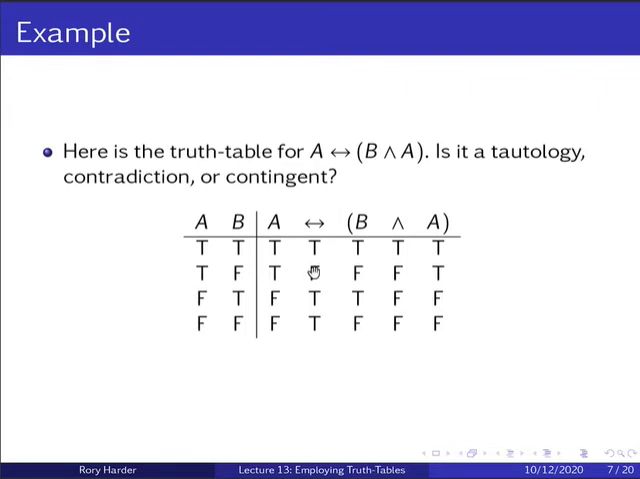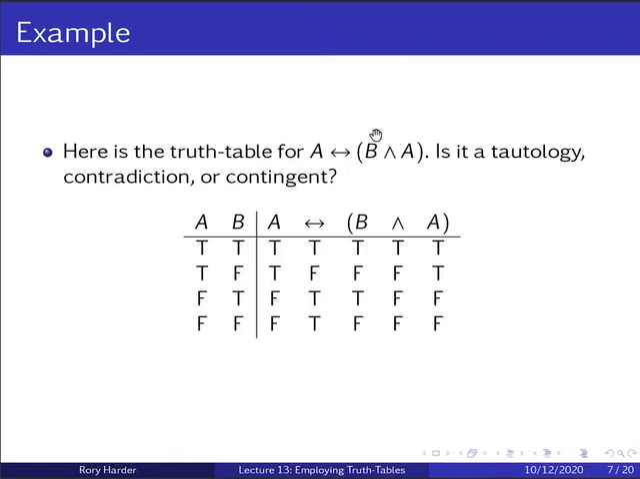So the case in which it's false, for instance, is when A is true and B is false. So intuitively, when A is true and B is false, this entire sentence is false because a biconditional requires that both sides of the biconditional have the same truth value. So if A is true, then this side is true. But if B is false, then even if A is true, the conjunction of B and A is false.